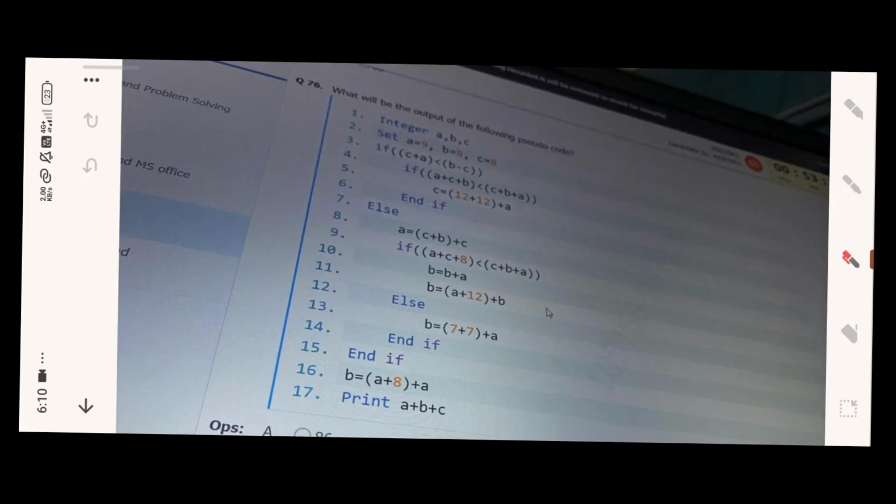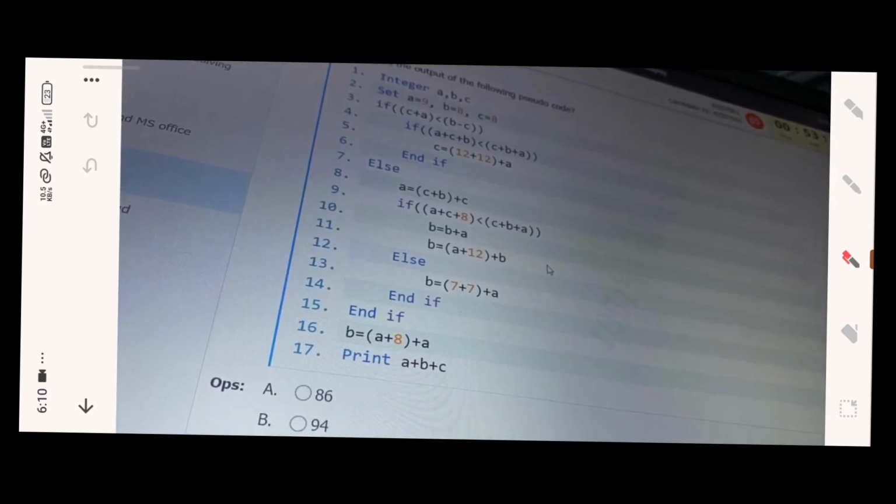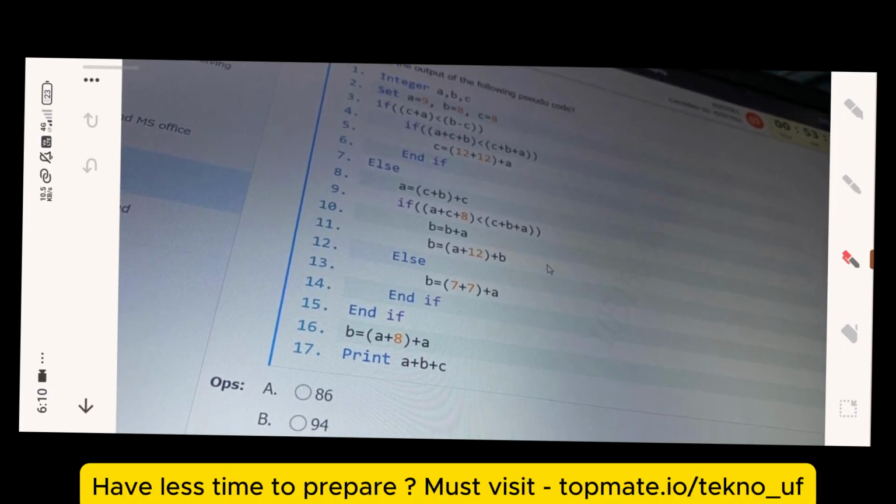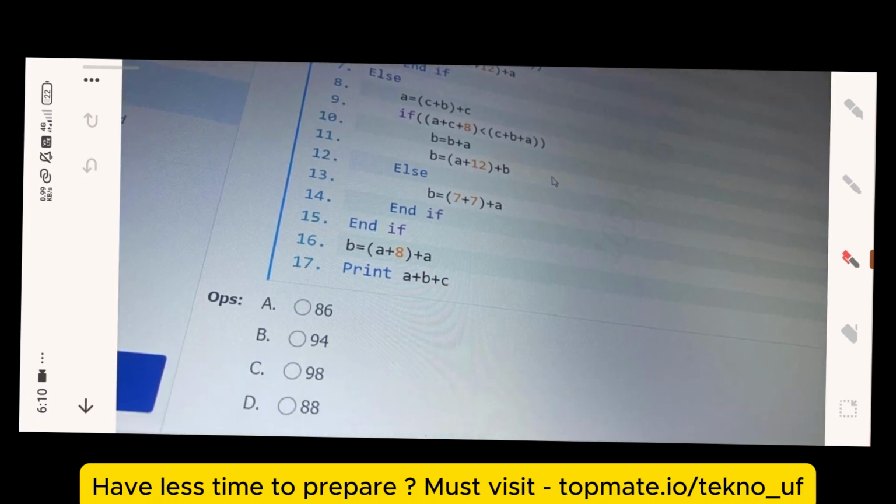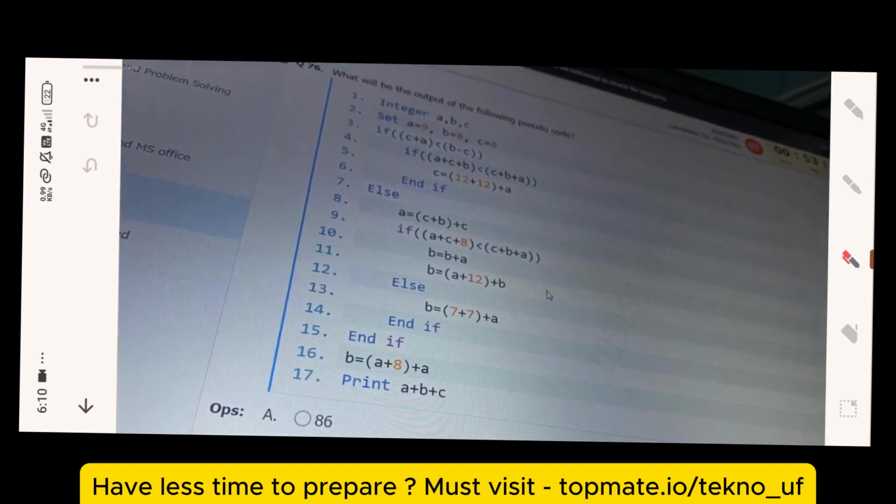I hope you will pause the video and try to solve the problem. I hope this is properly visible. Integer A, B, C: set A is equal to 9, B is equal to 8, C is equal to 8. These are the if conditions and else conditions, and after that you have to print the value A plus B plus C. So you have to print the output. What's the value? 86, 94, 98 or 88? Please pause and try to solve the problem. If not possible, then only come to watch. And also maintain the time.